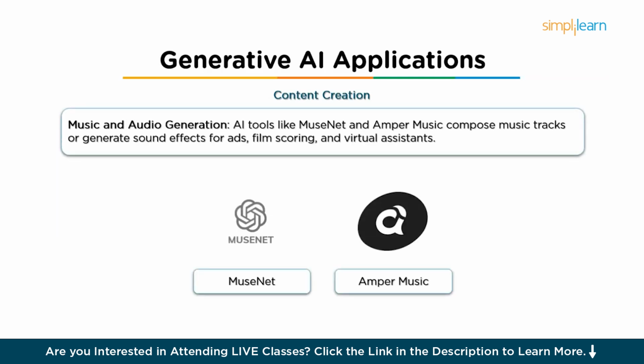And then we have music generation or audio generation. So AI can compose original music tracks or generate audio effects. Tools like MuseNet, which is from OpenAI, and Apple Music can create entire music compositions based on genre, mood, or specific instrument preferences. So this is especially useful for advertisements, film scoring, or even background music in apps and video games. So AI is also being used to generate realistic voices and sound effects, for example, in virtual assistants or audiobooks.